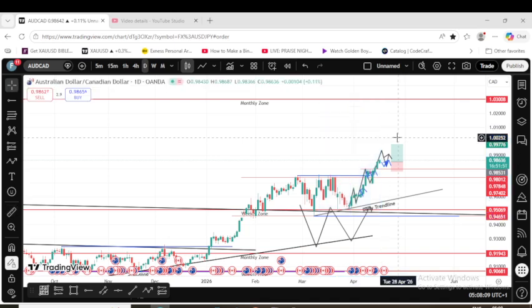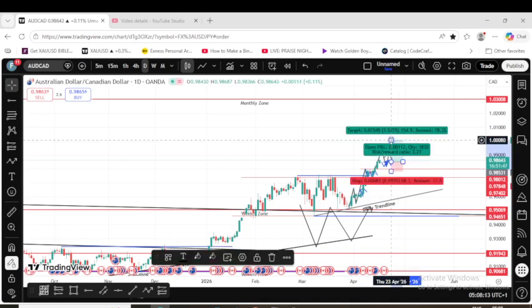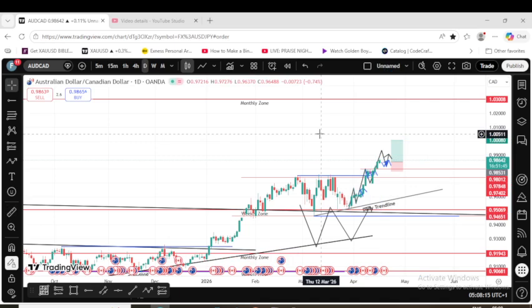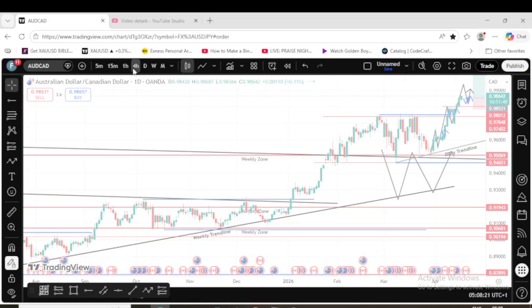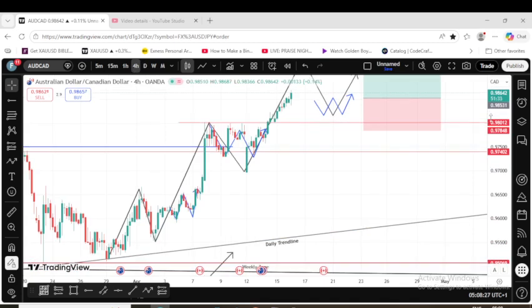So you can see that our target is even a little bit conservative, but let's leave it there because a conservative target is better than an overly ambitious target, at least when it comes to trading in the forex market. So that's what we have for top analysis on Australian dollars, Canadian dollars.